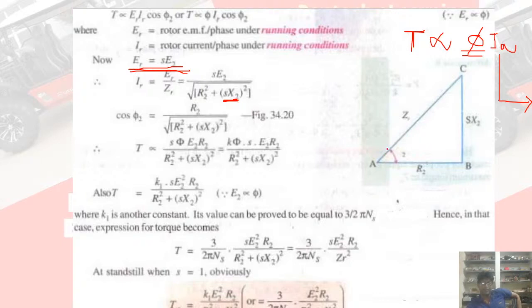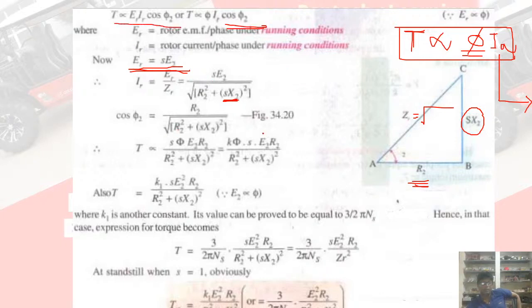This is the phasor: this is the resistance of the rotor, and this is the total reactance of the rotor, and the impedance is the hypotenuse, so the square root of the sum of both squares. Here, as it is DC, there is no power factor, but this is AC, so that's why cos phi 2 is involved here. So in this equation, if you put all those values, you will get the torque as this.